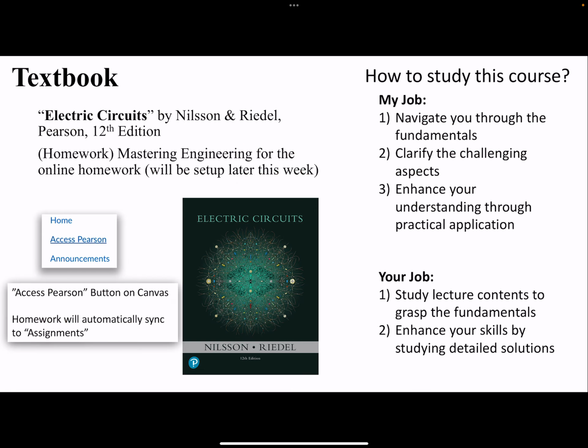This is the textbook that we will follow. This is Electric Circuits by Nilsson and Riedel. We are going to use the 12th edition of this textbook.